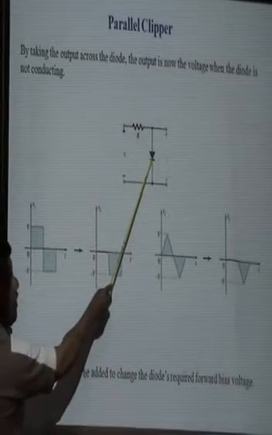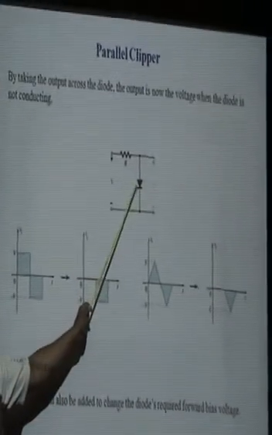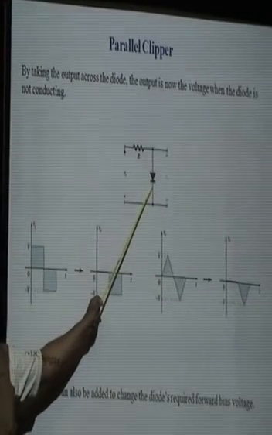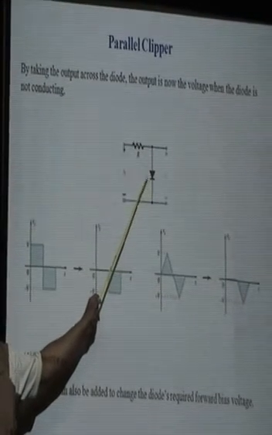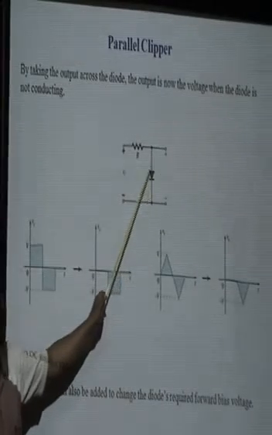As we know, the diode is ideal, and if the diode is ideal, that means resistance across the diode is 0, and if the resistance is 0, that means the drop is 0, and when the drop is 0, that means V0 is 0. So this is the difference.